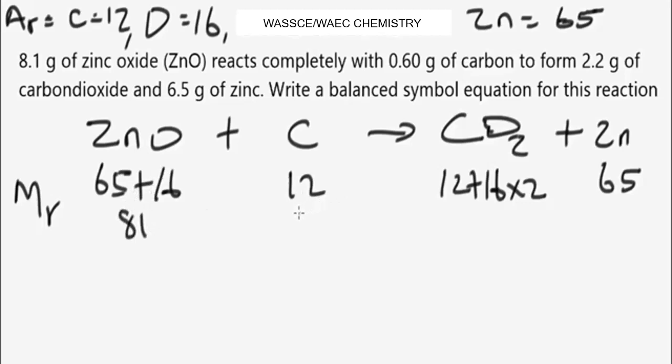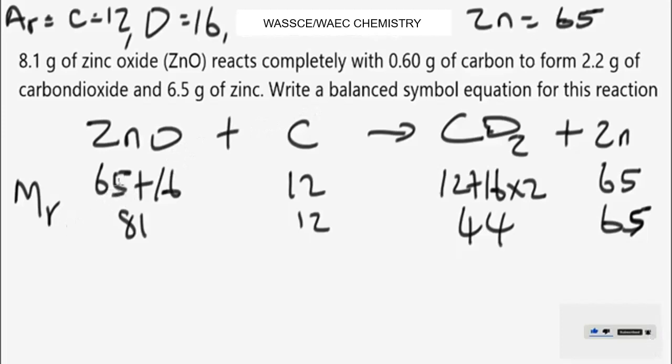This one is still 12. This one is 16 times 2, that's 32. 32 plus 12 is going to give us 44. This one is still 65. Follow me guys, so we're making progress. Now the next thing you're going to do, remember, we want to balance this equation using reactant masses.